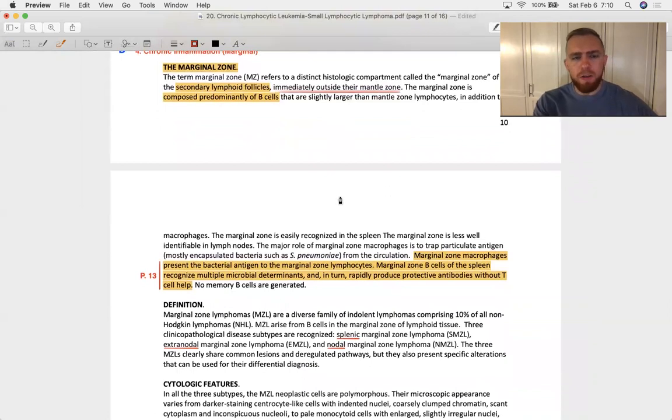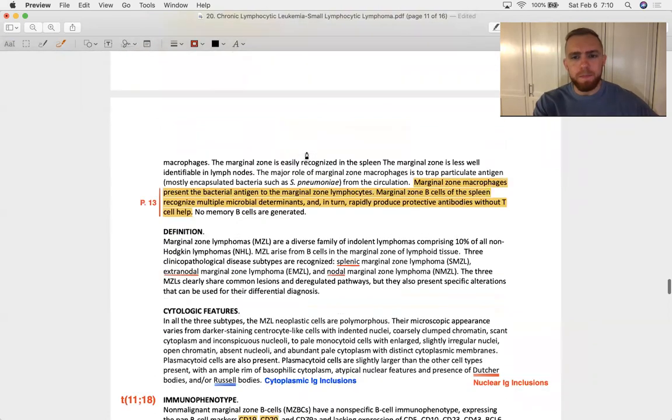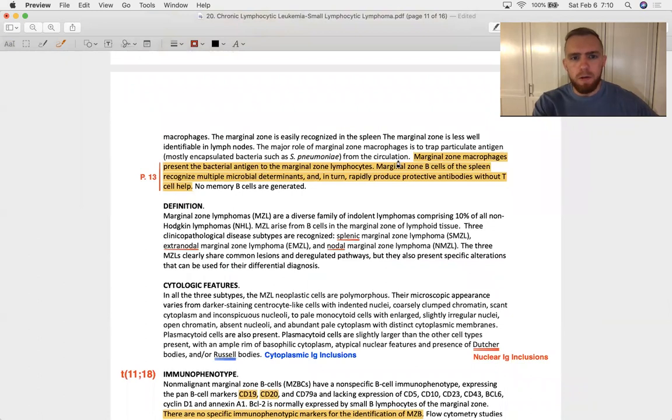Now, right at the start, I think this is an important paragraph. Marginal zone macrophages show bacterial antigens to marginal zone lymphocytes. And marginal zone B cells, their role is to recognize those antigens and in turn rapidly produce protective antibodies without T cell help. No memory B cells are generated.